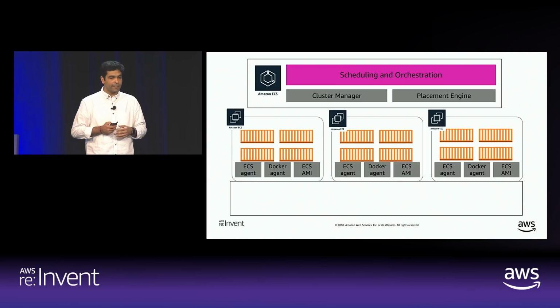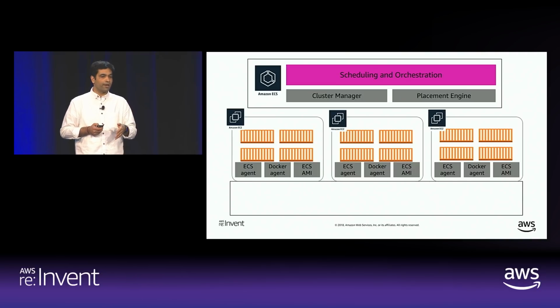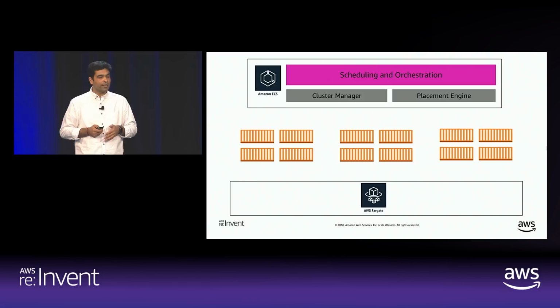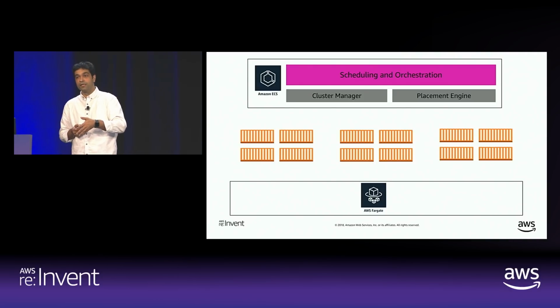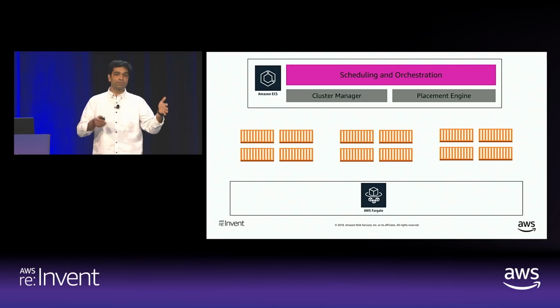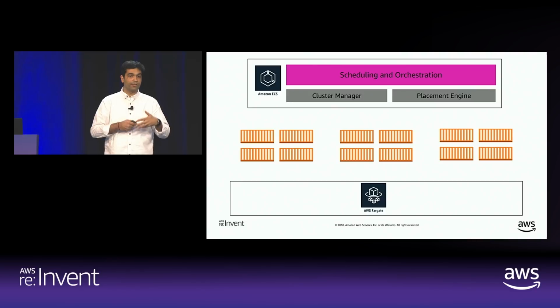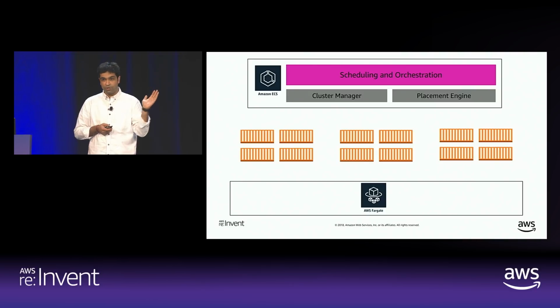So with Fargate, now you do not have to worry about launching your containers on EC2 instances. You do not have to worry about patching, updating, managing enough headroom in terms of capacity when you want to launch your containers. It's simply an API to launch your containers on demand. AWS manages all the underlying infrastructure for you.